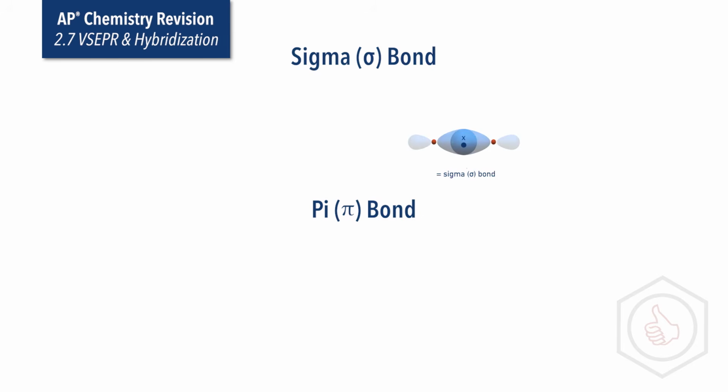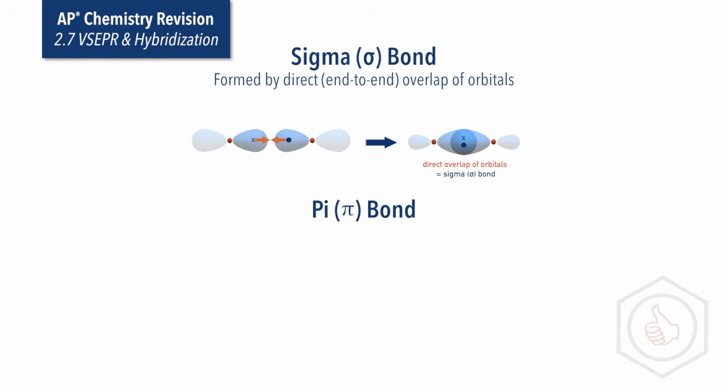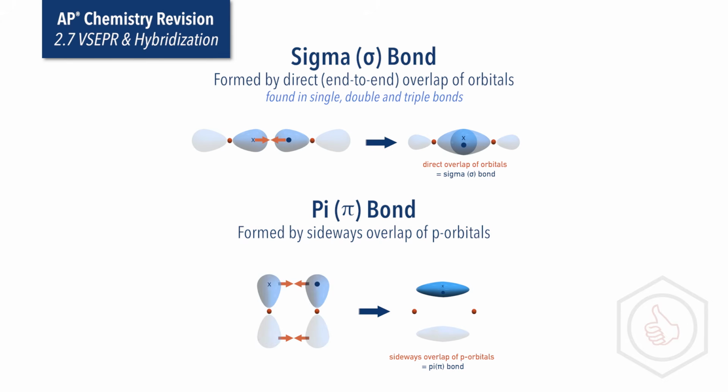Sigma covalent bonds form by the direct or end-to-end overlap of orbitals along the bonding axis between the two atoms. They are present in all covalent bonds, so a single covalent bond will always be a sigma bond. Pi bonds, however, form by the sideways overlap of adjacent p orbitals of two bonding atoms above and below the bonding axis, so they are only found in double and triple bonds. So this means a double bond will contain one sigma bond and one pi bond, and a triple bond will contain one sigma bond and 2 pi bonds.